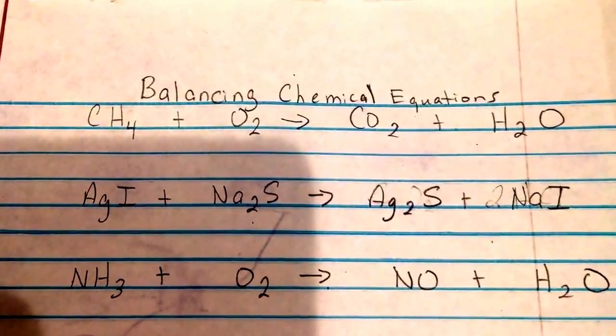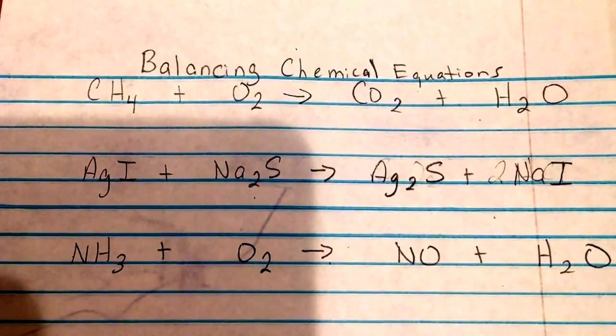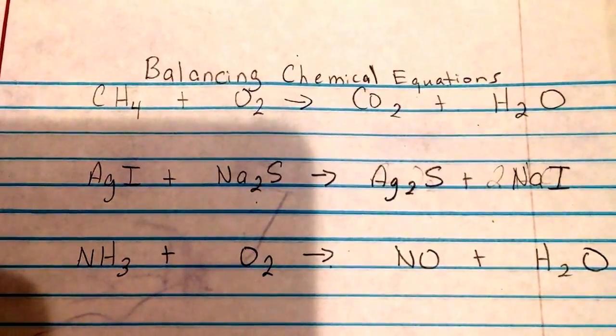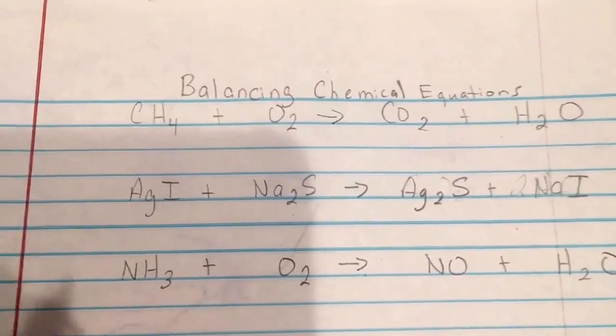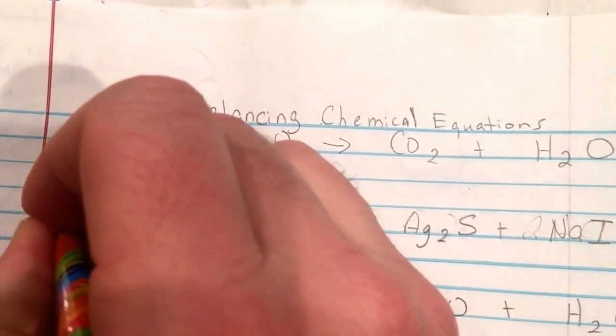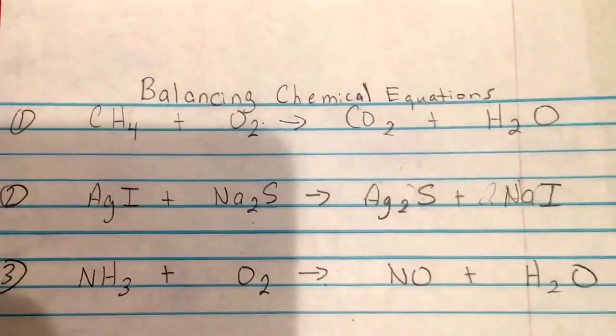All right, guys, so this is going to be a quick lesson on balancing chemical equations. Don't forget, at any time you can pause it and work through it. So even right now, what you need to do is write down these three problems on a piece of paper. You can write it on the back of the worksheet you got today, okay?